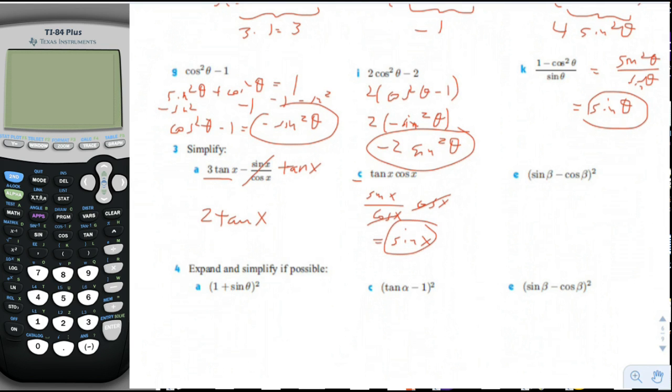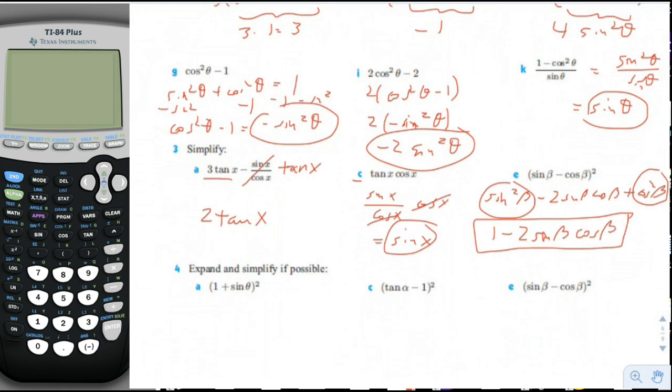Sine beta minus cosine beta, quantity squared. Here you could do FOIL, and you would end up with sine squared beta minus 2 sine beta cosine beta plus cosine squared beta. When you add the cosine squared beta and sine squared beta, you get 1. So you have 1 minus 2 sine beta cosine beta. And I think that's about as far as you can go with that one.